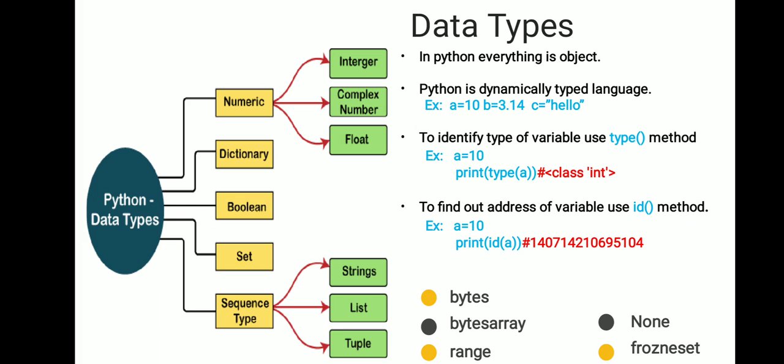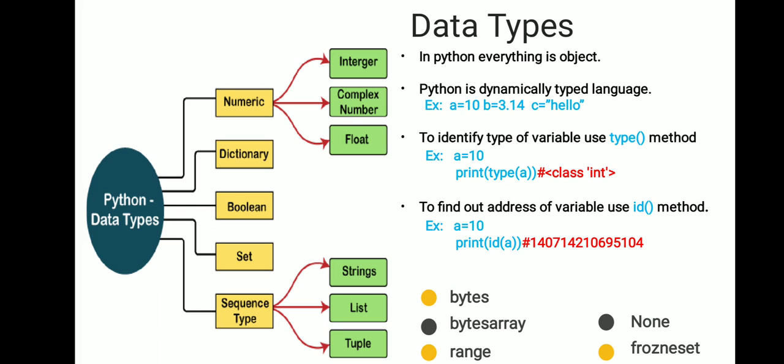Then we have collection data types in Python. So first a dictionary data type, then a boolean data type, then the set data type. In set we have another data type, that is frozenset. Then sequence data types: string, list, tuple. String is also a sequence of characters. Then we have some byte sequences, that is bytes and bytearray. Range is also a sequence of numbers. And we have another data type, that is None. It is similar to null.